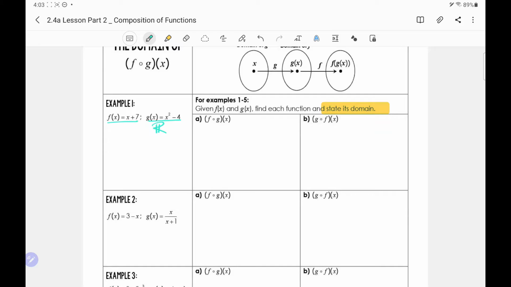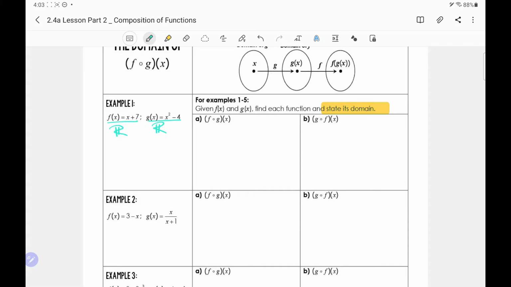What is the domain of f of x? Is there any limit on what we can plug in there for x? This is just a linear function, so again, this is all real numbers. That's very helpful for us, because what does that mean? If they're both all real numbers, then the domain is still going to be all real numbers.